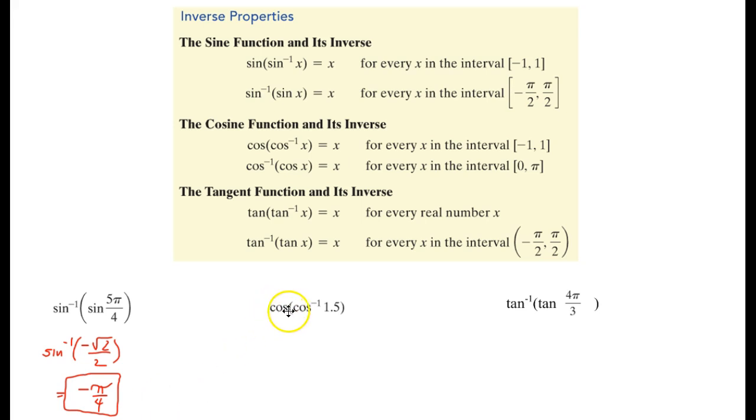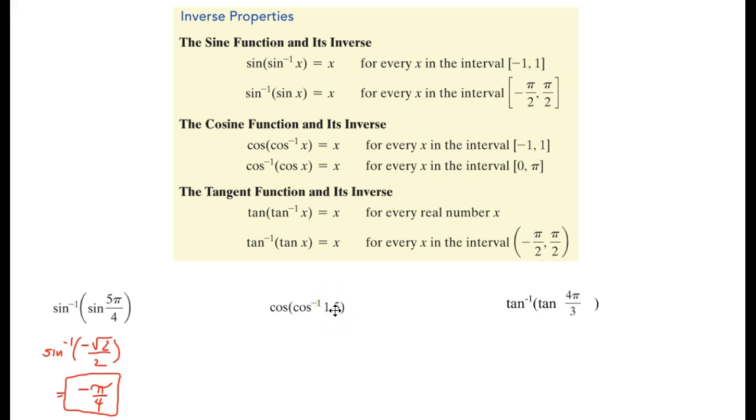Alright, so cosine of the arc cosine of 1.5. Now, what goes into arc cosine? What do we put into these arc trig functions? We put in outputs of sine and cosine. That's what goes into arc cosine. So an output of sine or cosine to go into the arc cosine would be this 1.5.